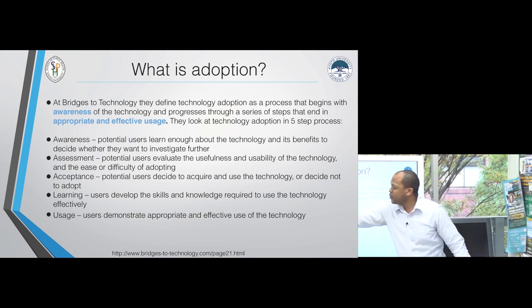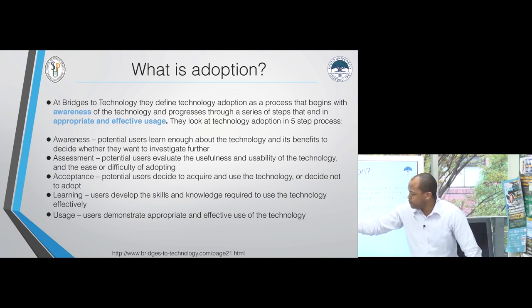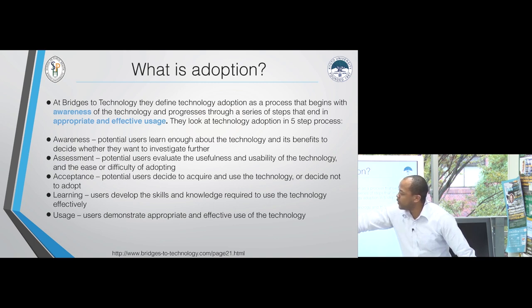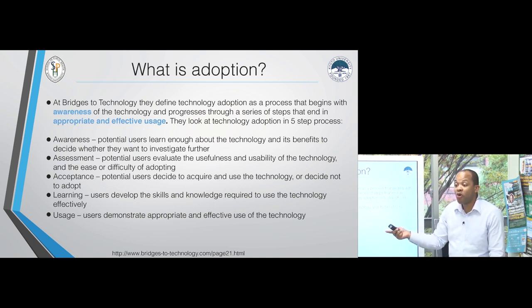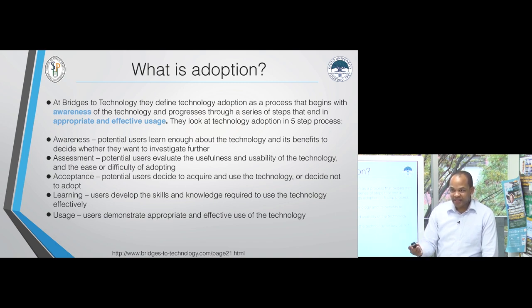There's awareness, where potential users learn enough about the technology and its benefits to decide whether they want to investigate further about the game, for example. And then after that, they do some assessment. Potential users evaluate the usefulness and usability of the technology. And after assessment, they decide whether or not they will accept it. Potential users decide to acquire and use the technology, or decide not to adopt.